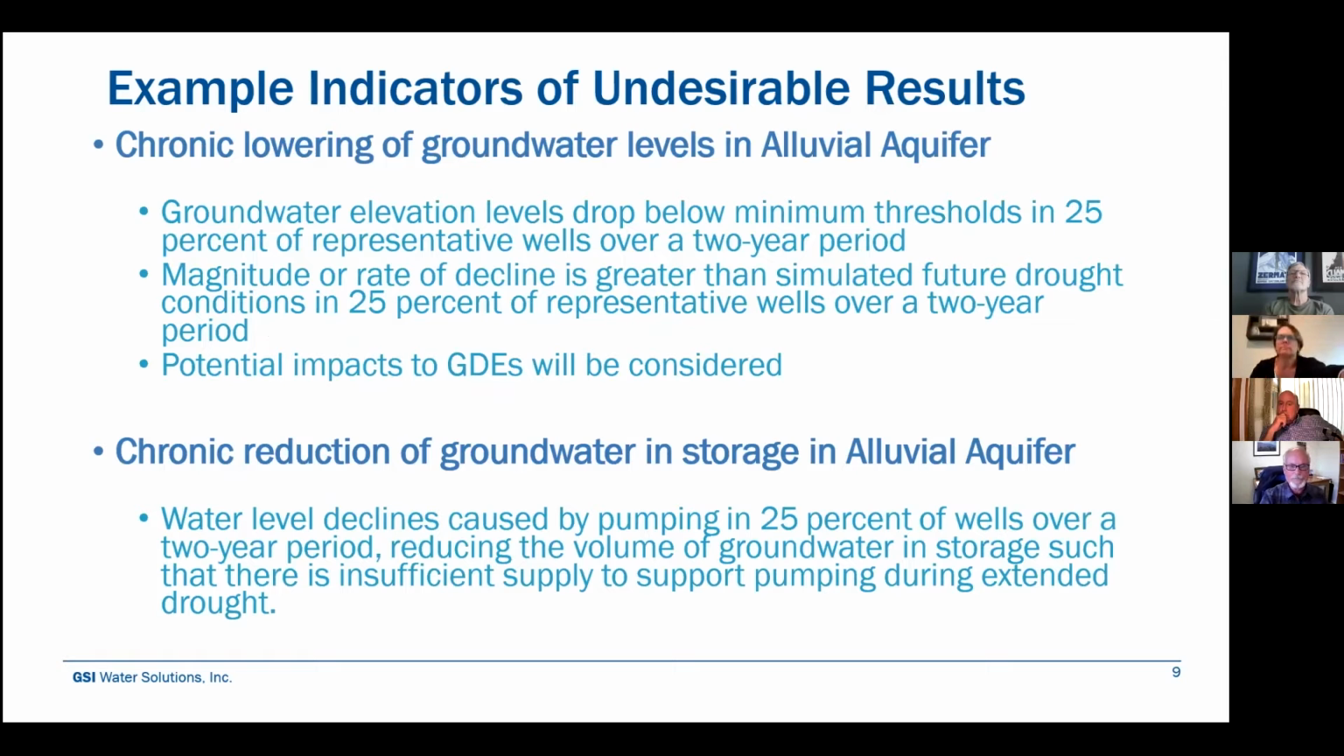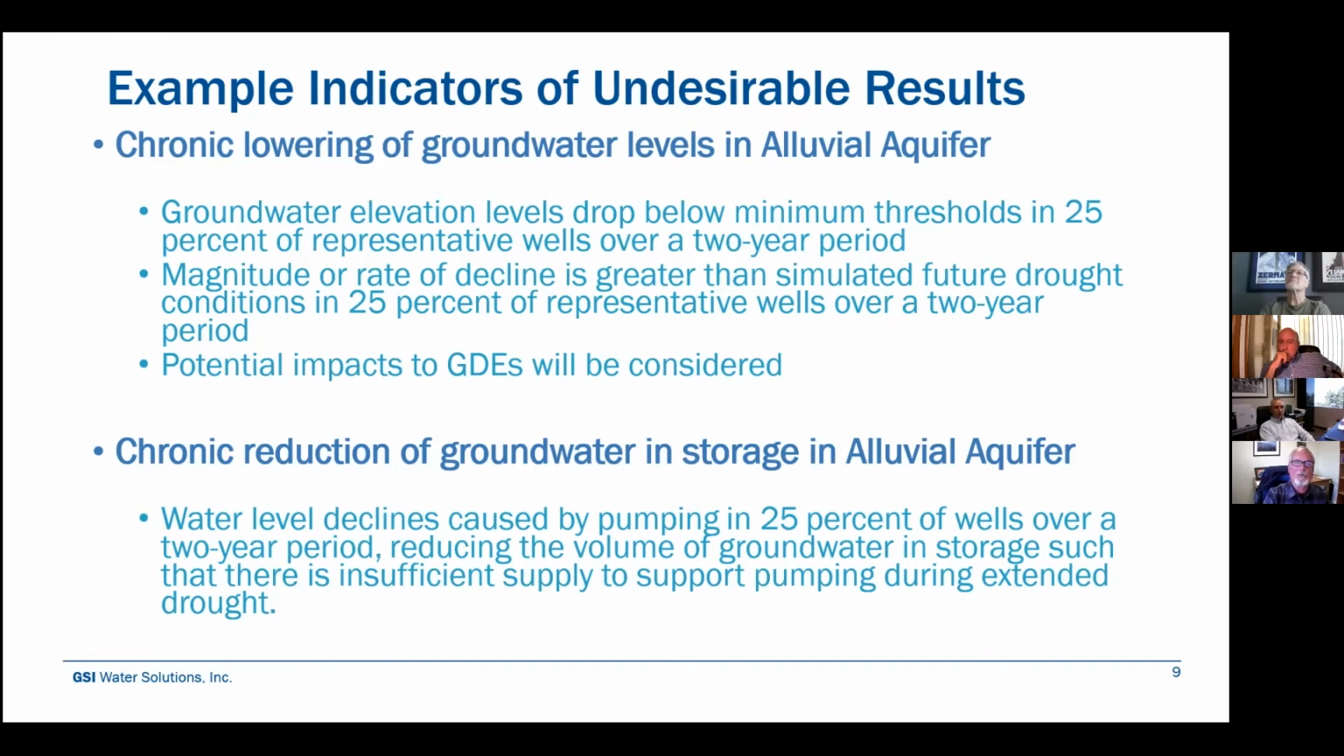So first undesirable result for chronic lowering of groundwater levels in the alluvial aquifer would be that we see water levels drop below the minimum thresholds that we set in our representative wells. And in this case, it would have to be in at least 25% of those representative wells over a 2-year period. We're also concerned about the magnitude or the rate of water level decline. We don't want that to be greater than what we would expect and what we predicted using the groundwater model. And again, in 25% of the representative wells over a 2-year period. And likewise for this indicator, we're concerned about potential impacts to GDEs. And so we built a plan around that.